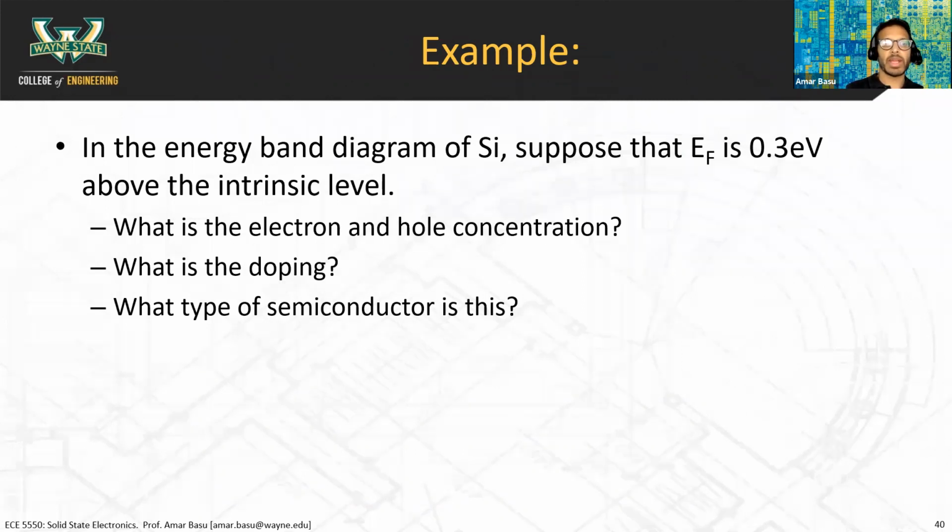So suppose we have an energy band diagram of silicon, and suppose that the Fermi level is 0.3 electron volts above the intrinsic level. What is the electron and hole concentration? What is the doping, and what type of semiconductor is this? So I'm going to give you some time to do this problem.